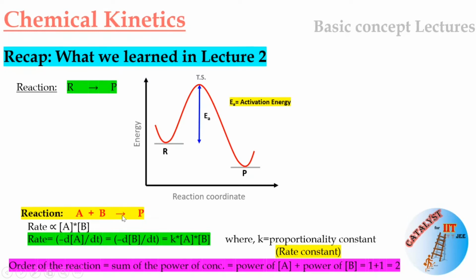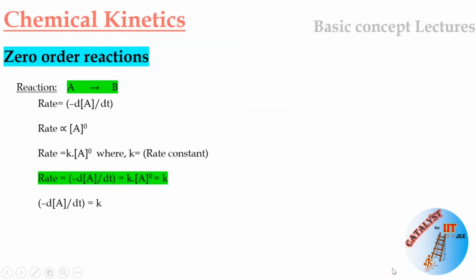We also discussed about the molecularity and order of a reaction, where in this reaction where A plus B is going to form the product P, the rate can be found out from experiment. That rate is equal to K concentration of A into concentration of B, where K is the rate constant. So order of the reaction can be written as sum of the power of the concentration. So power of concentration A plus power of concentration B. So what is the power of concentration A? It is 1, and concentration B, it is also 1. So the order of the reaction is the summation of those powers. So 1 plus 1 equal to 2.